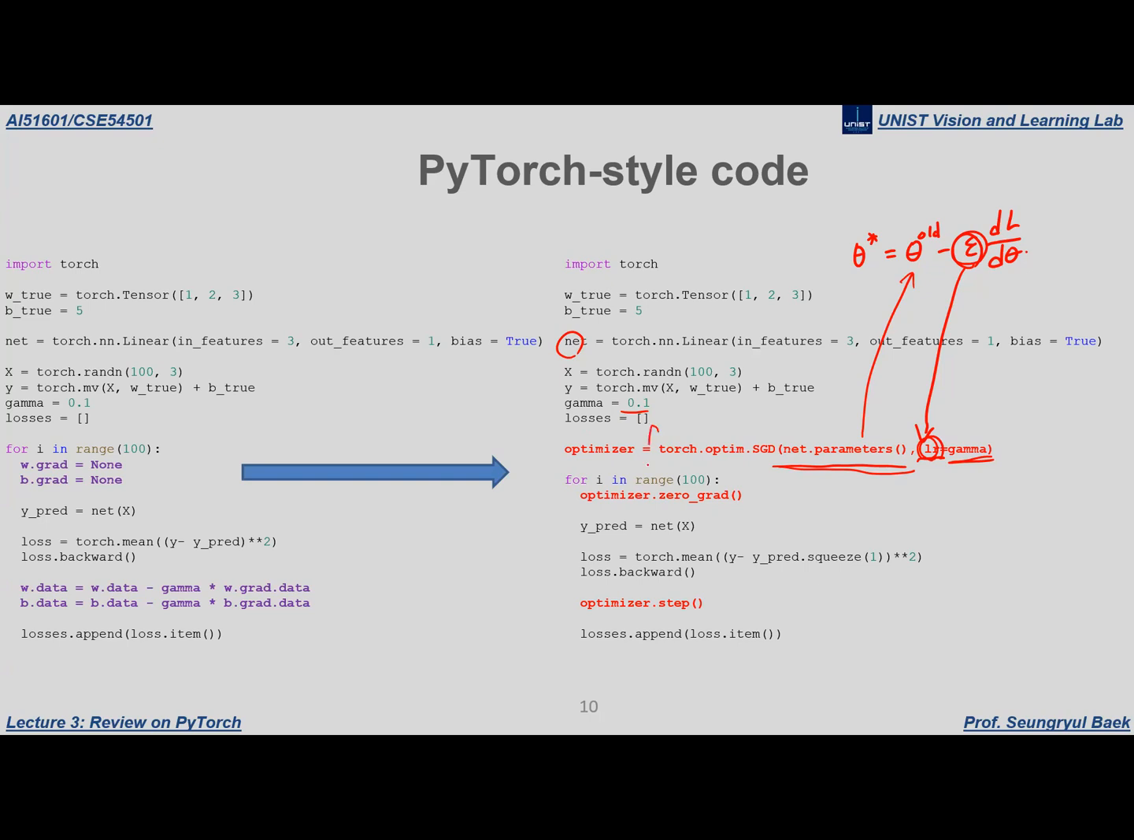So by setting the optimizer for these parameters and epsilon, the remaining information is the gradient only, the dL over the parameters. And that can be obtained from here, loss.backward. And then after executing this line of code, we can update the parameters like this. So that's the PyTorch style code.